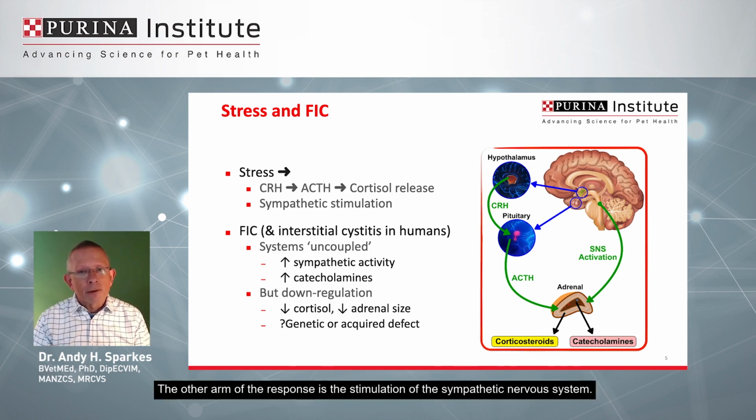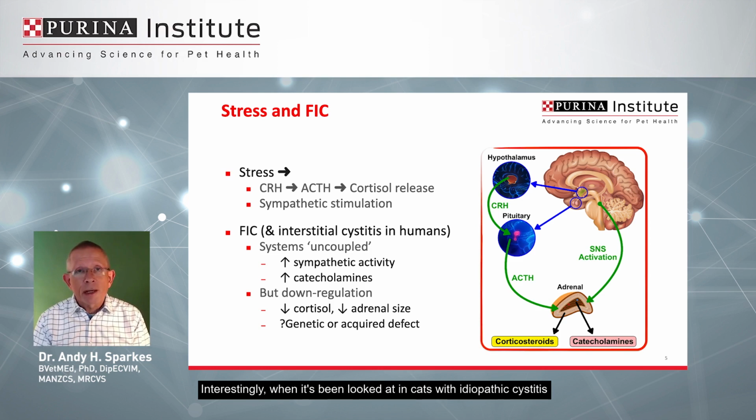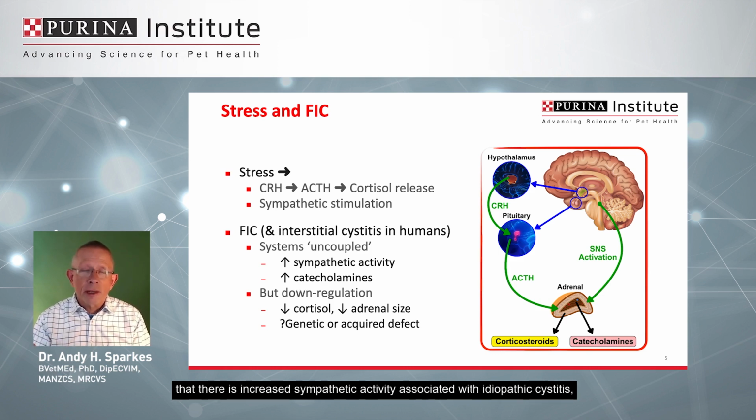The other arm of that response is stimulation of the sympathetic nervous system. Again, that's a central response that's mediated through the adrenal glands to release catecholamines. So we expect that both arms, if you like, of that stress response will be stimulated. Interestingly, when it's been looked at in cats with idiopathic cystitis and indeed in humans with interstitial cystitis, these two systems seem to become uncoupled. There's certainly evidence in cats where it's been looked at that there is increased sympathetic activity associated with idiopathic cystitis, so there's evidence that they are stressed.